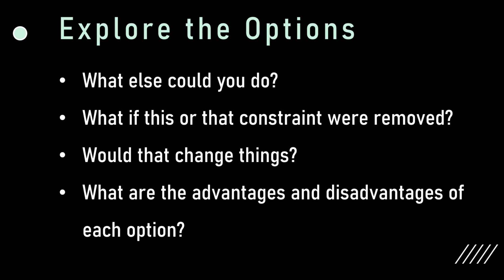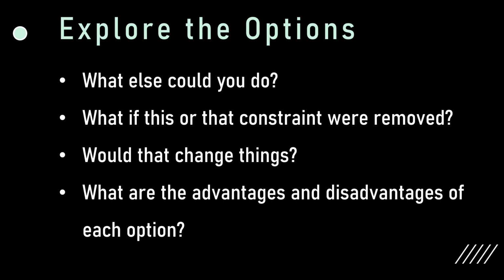Number 3, explore the options. Once you and your team member have explored the current reality, it's time to determine what is possible, meaning all of the possible options for reaching their objective. Help your team member brainstorm as many good options as possible, then discuss these and help them decide on the best ones. Typical questions that you can use to explore options are: what else could you do? What if this or that constraint were removed? Would that change things? What are the advantages and disadvantages of each option, etc.